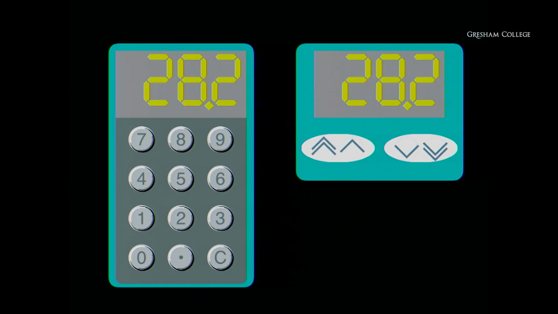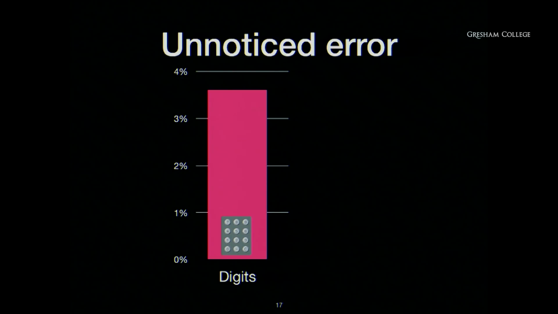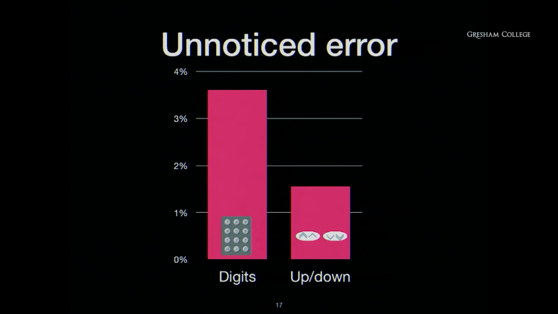There's an interesting difference between these two types of user interface: an unnoticed error. If a nurse makes an error they notice, they can correct it. If they make an unnoticed error, then they're going to have to wait until the patient starts arresting or whatever goes wrong with the unnoticed error. When you use a digit keypad, the rate of unnoticed errors is about 3.5%. You might think that's rather high, but that's because you don't notice what errors you're making yourself. That's what we found in our labs when we got nurses to enter numbers into hospital systems. If you use the up-down keys, the error rate is about half. And we know why, and that's an interesting story. But the ratio is about 2.